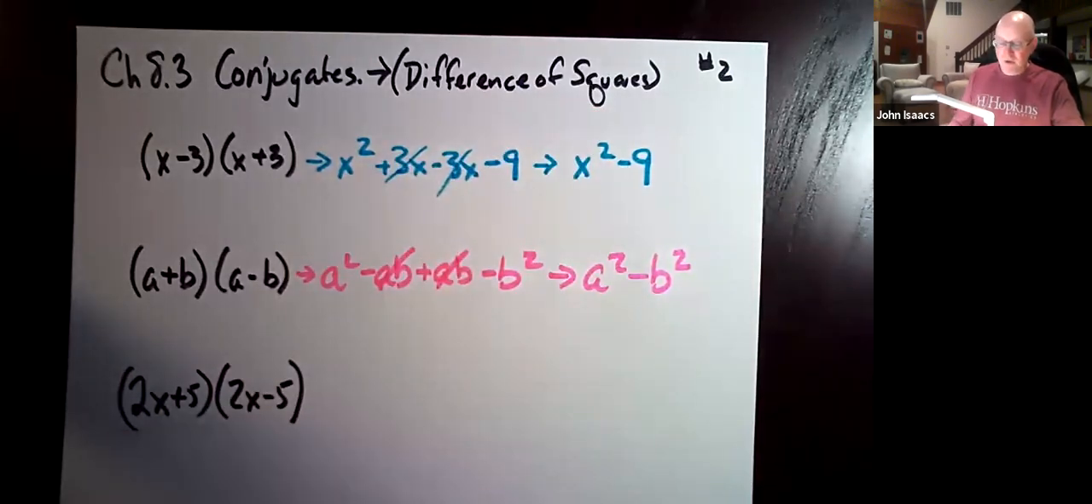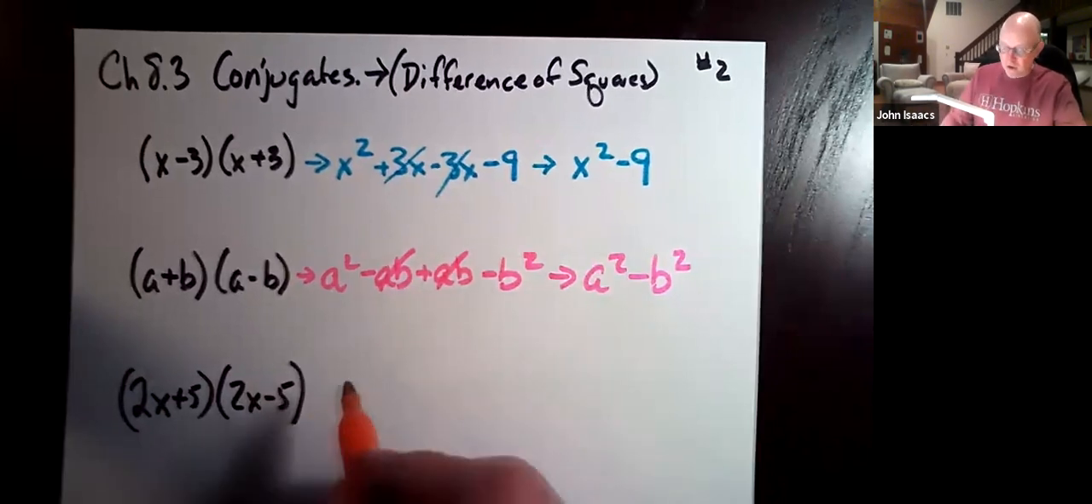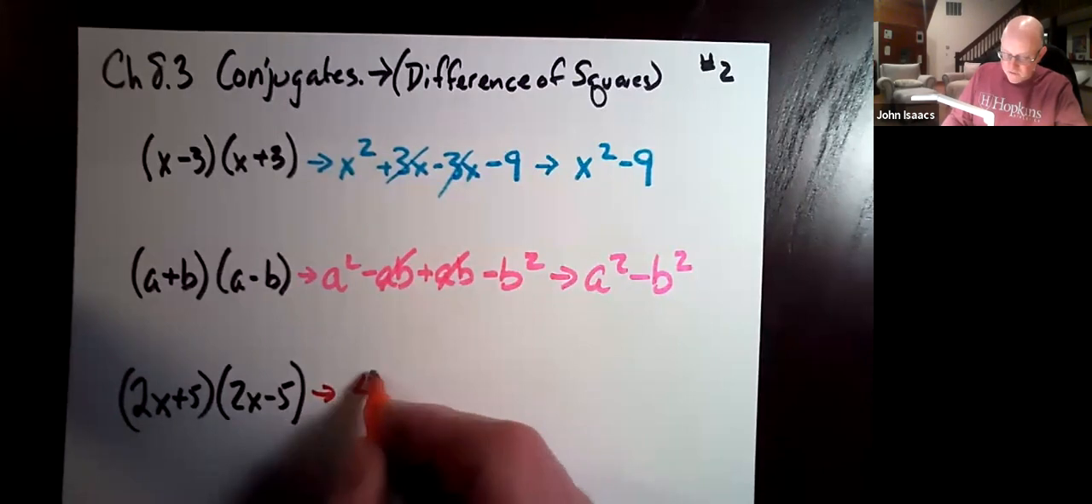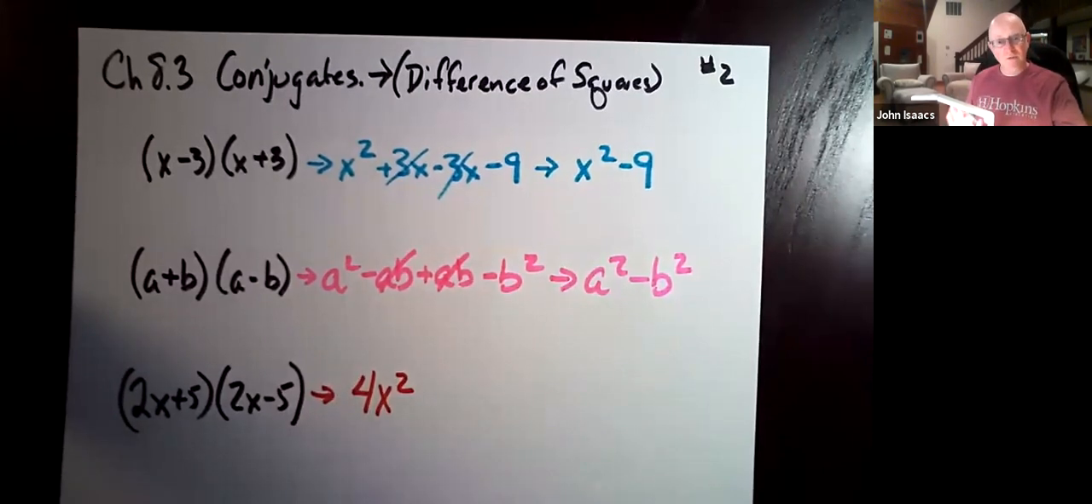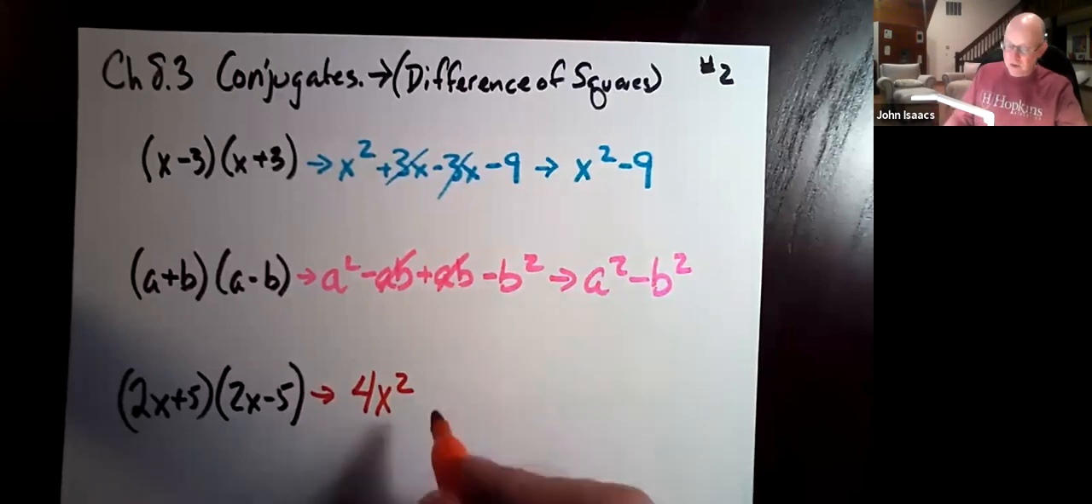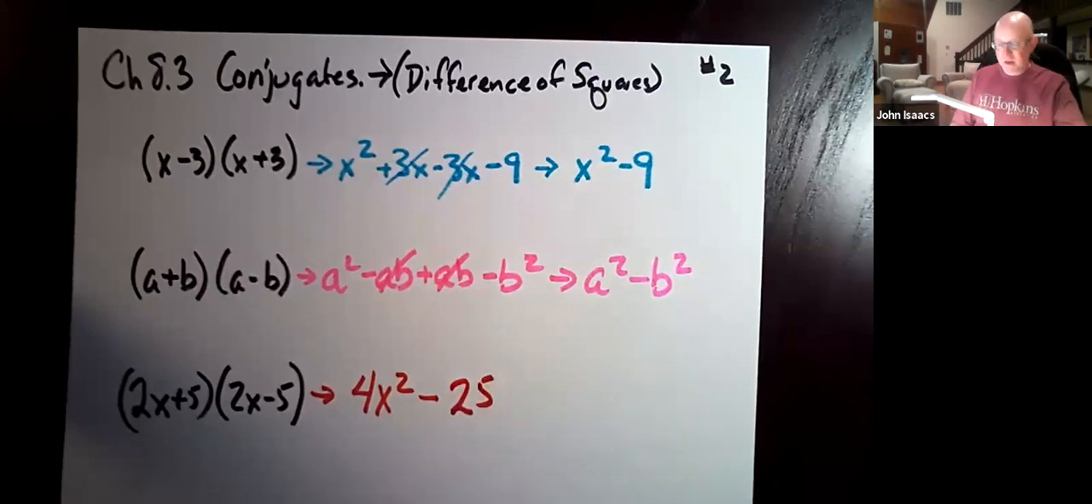So if we look at this, I'm not going to bother to multiply the middle for the first time. I'm just going to multiply 2x times 2x, and of course get 4x squared. I'm not going to worry about the middle terms because I'm multiplying conjugates, and the middle terms go away. I'm going to have a minus here. I'm going to take 5 times 5, 25. 4x squared minus 25, and I'm done.